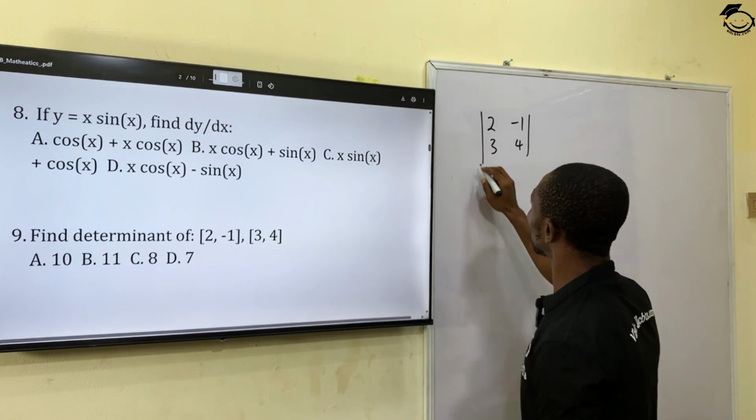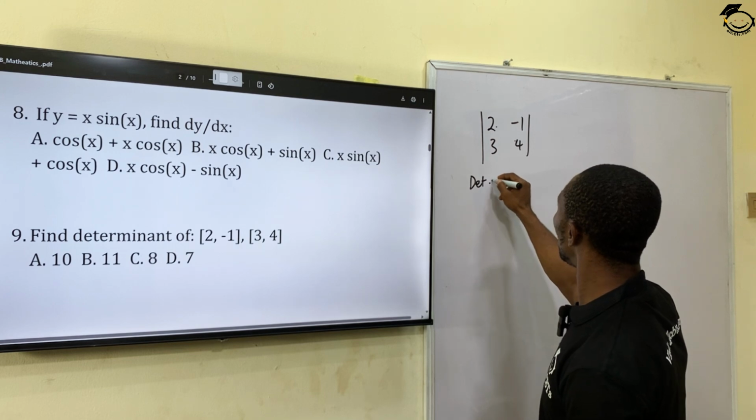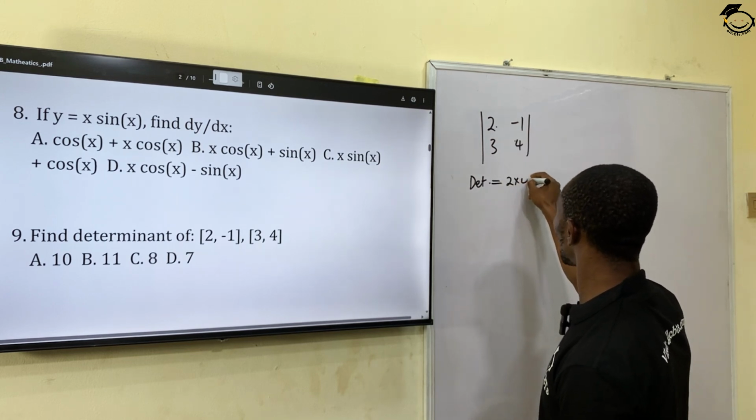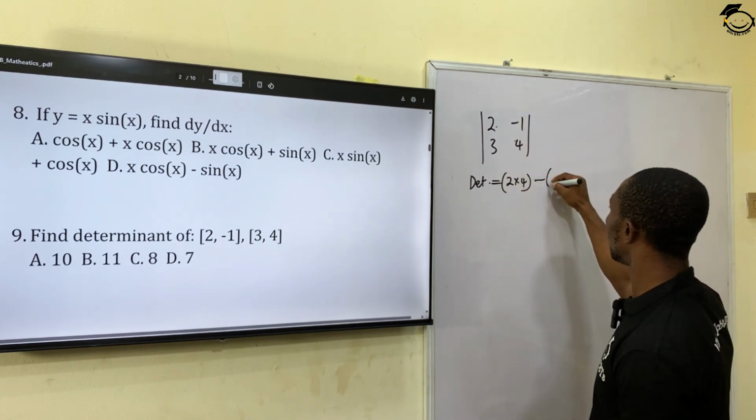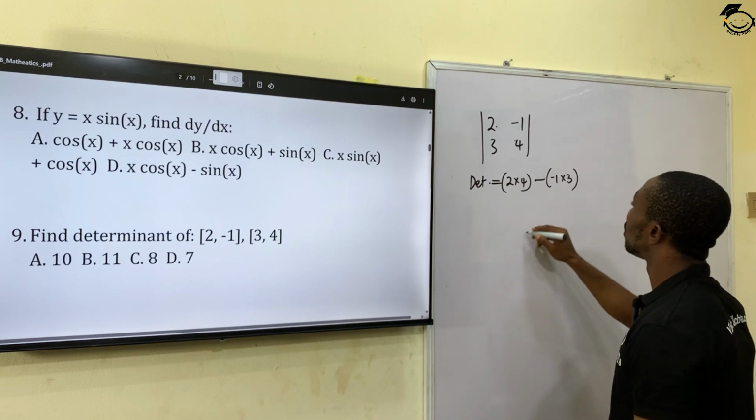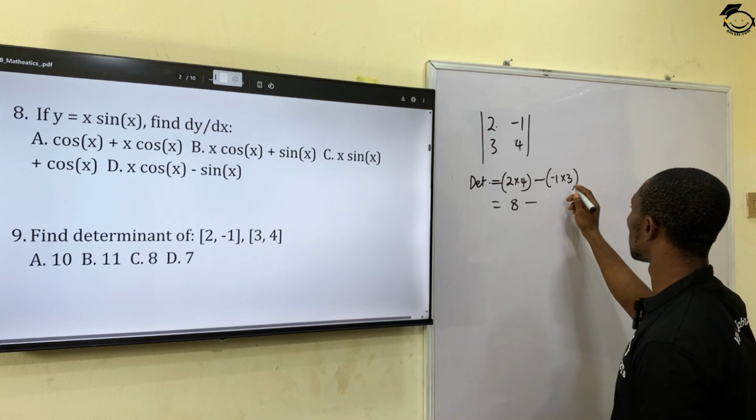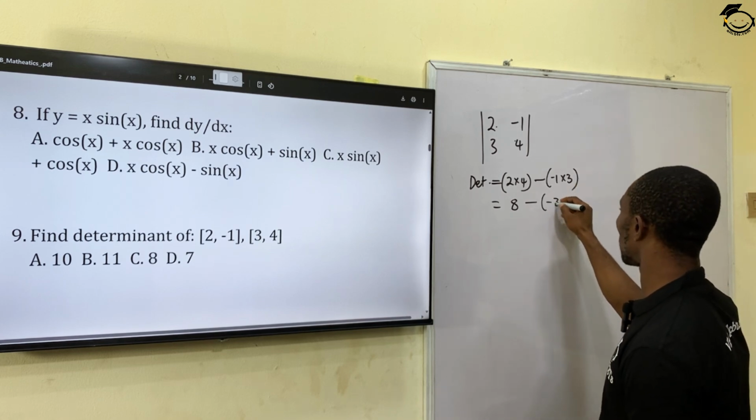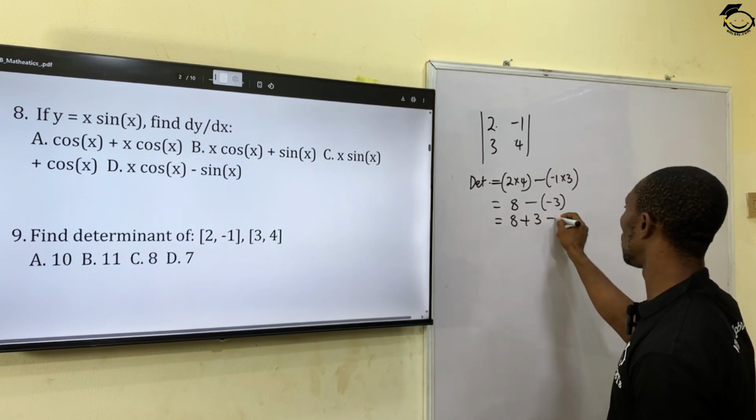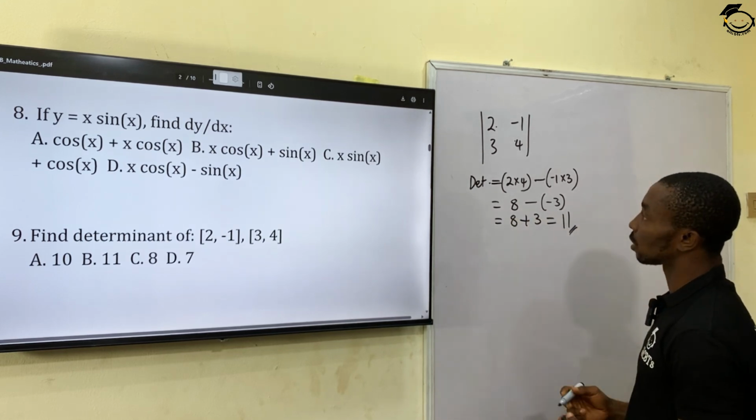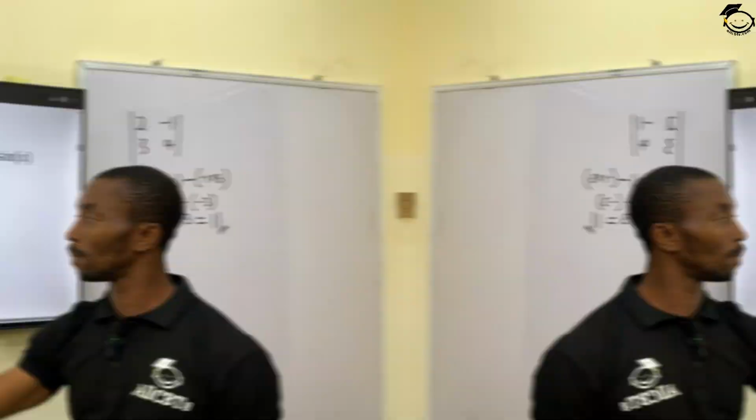Find the determinant of the matrix 2, minus 1, 3, and 4. Now, for us to find the determinant, we'll multiply these two together. Determinant equals 2 times 4. Now, subtract the product of these together, minus 1 times 3. So this becomes 2 times 4, 8, minus minus 1 times 3 will give us minus 3. So minus times minus will become plus. So this becomes 8 plus 3, which will give us 11. So the determinant of this matrix will be 11, which is option B.